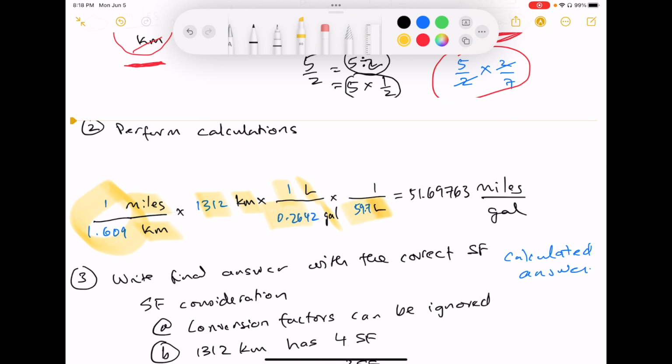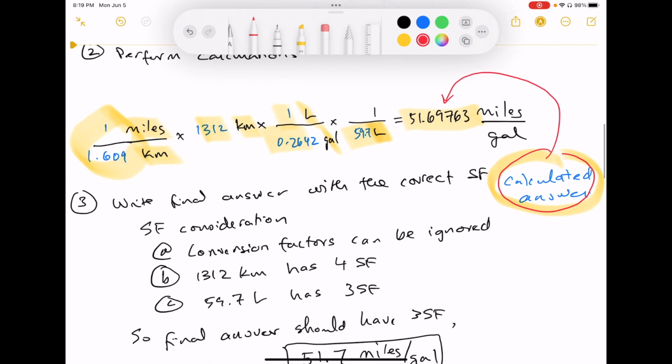When I carry out this calculation in my calculator, I ended up getting this number right here, 51.69763, and this is in miles per gallon. This is not the end of this problem. And I know you're wondering, we've done so much work now, and this is still not over yet. This is an answer that shows up in your calculator. But don't forget, we have to worry about precision, significant figures in our answer.